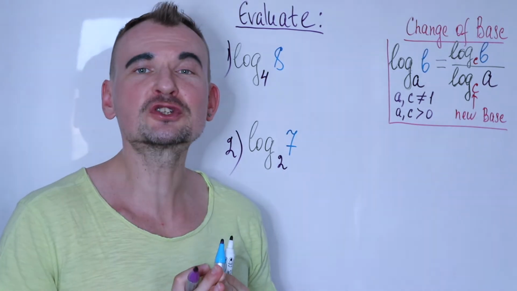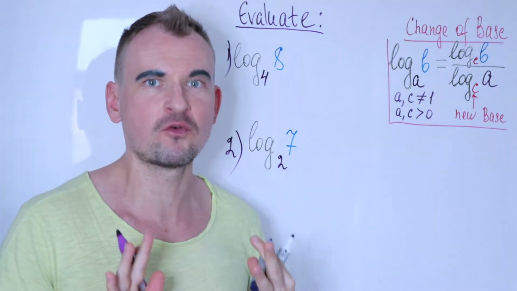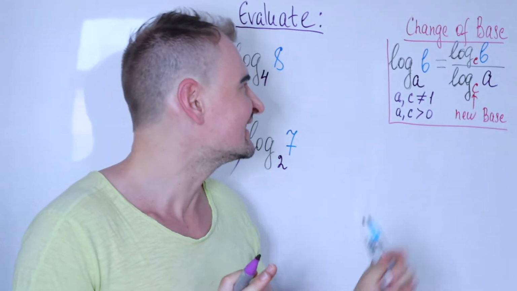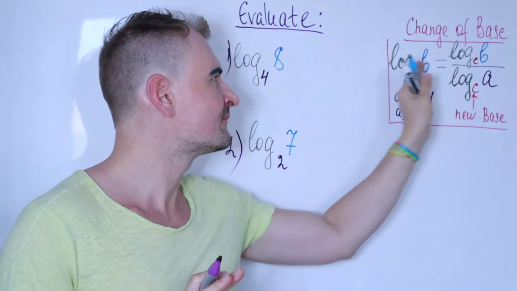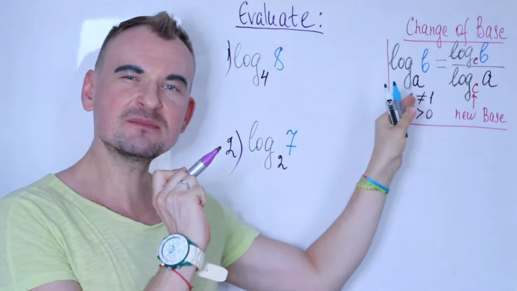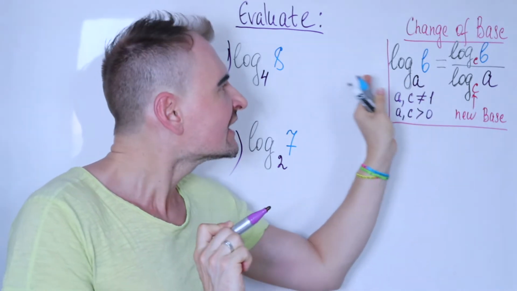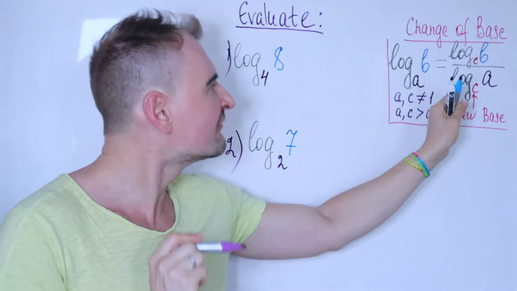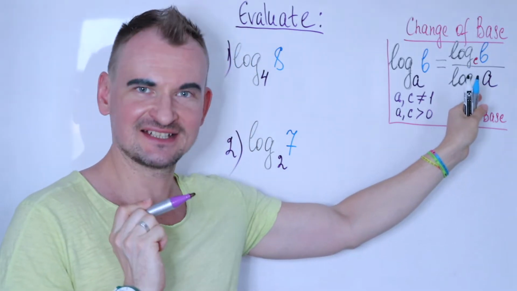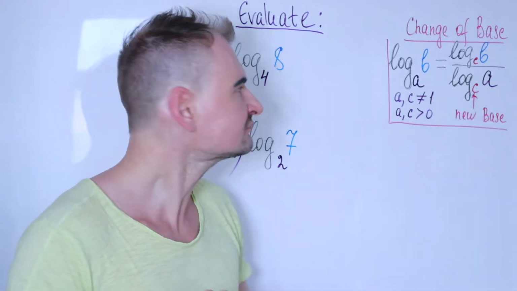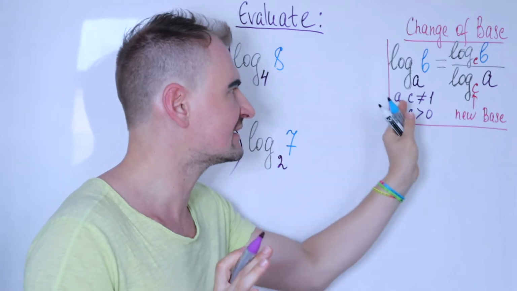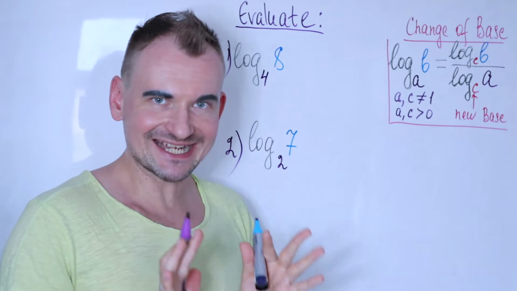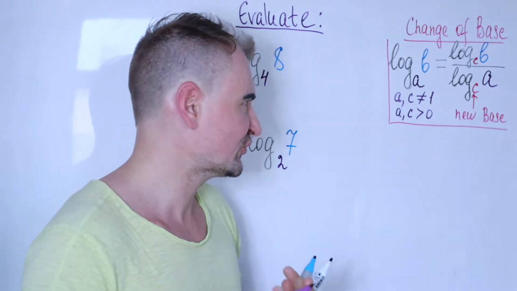Hey guys, today I will show you how to use the change of base formula for logarithms. That basically says that any logarithm to the base a can be rewritten as a fraction of two logarithms with a new base, let's say c, provided that a and c are not equal to 1 and they are greater than 0 since they are bases.